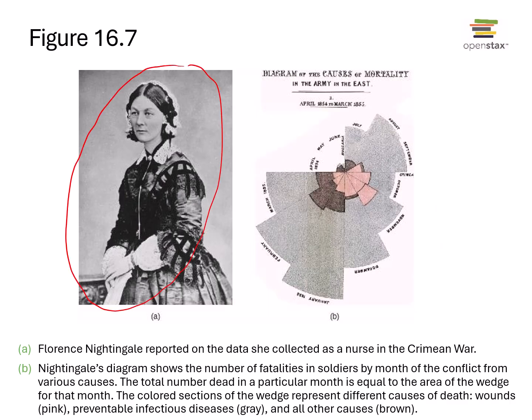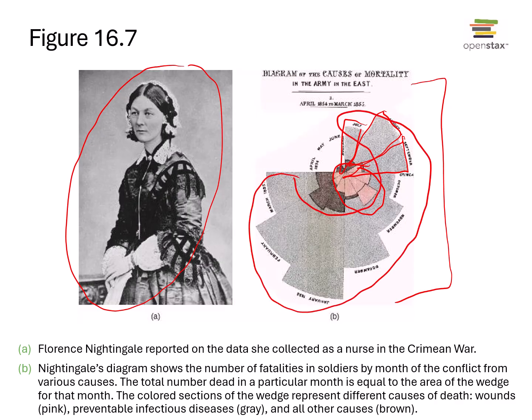So here is Florence Nightingale, and on the right we have her famous wedge chart histogram. Sometimes this is called the rose histogram or rose diagram because it kind of looks like a rose flower, and it has different colored sections. Each section of a wedge represents a month. I can see that's August, September, and so forth. And the different colors represent different causes of death. Wounds causing death were in pink. Preventable infectious diseases are all the sections in gray, and all other causes of death were in brown.